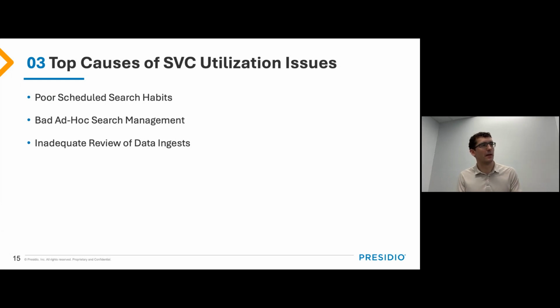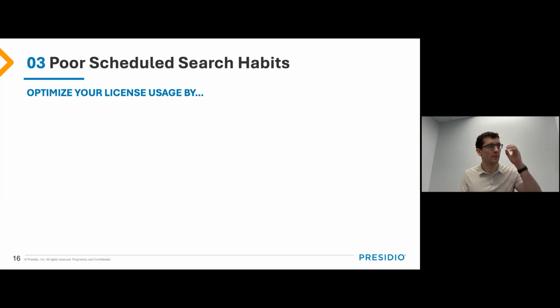The top causes of SVC utilization issues that we're going to talk about are poor scheduled search habits, bad ad hoc search management, and once again, inadequate review of data ingest. So, poor scheduled search habits. Here's the deal with the scheduled system. In Splunk, a lot of people treat it as an alert management tool, which makes sense. It's great at that. You schedule a search, it runs, it finds an error, and it emails or creates a notable event in Splunk for you to track down.